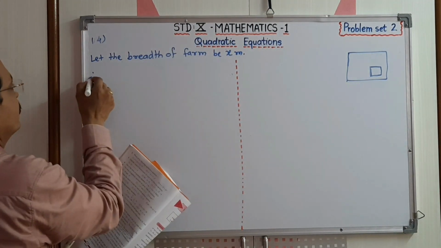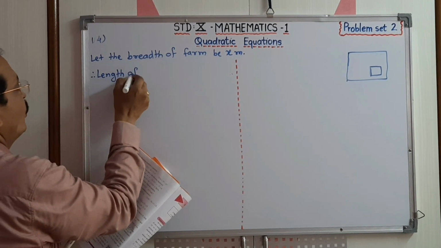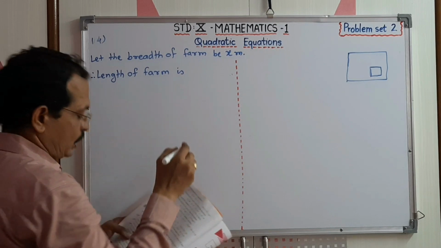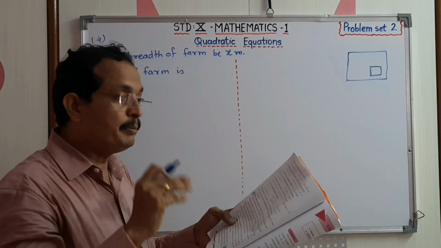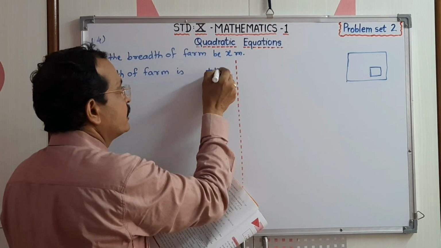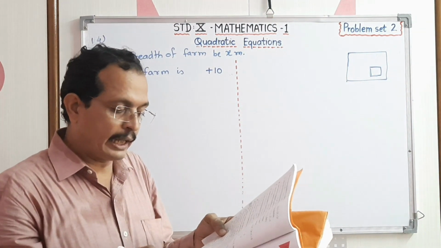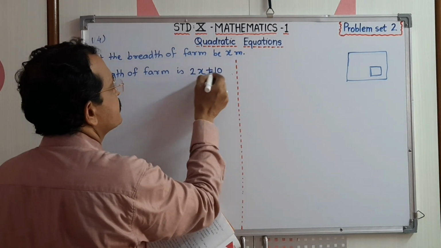Then therefore length of farm is, how much is it? Length of the farm is 10 meter more. That is more, that is we have to add 10. In what? 10 meter more than twice the breadth. Twice, that is 2x.